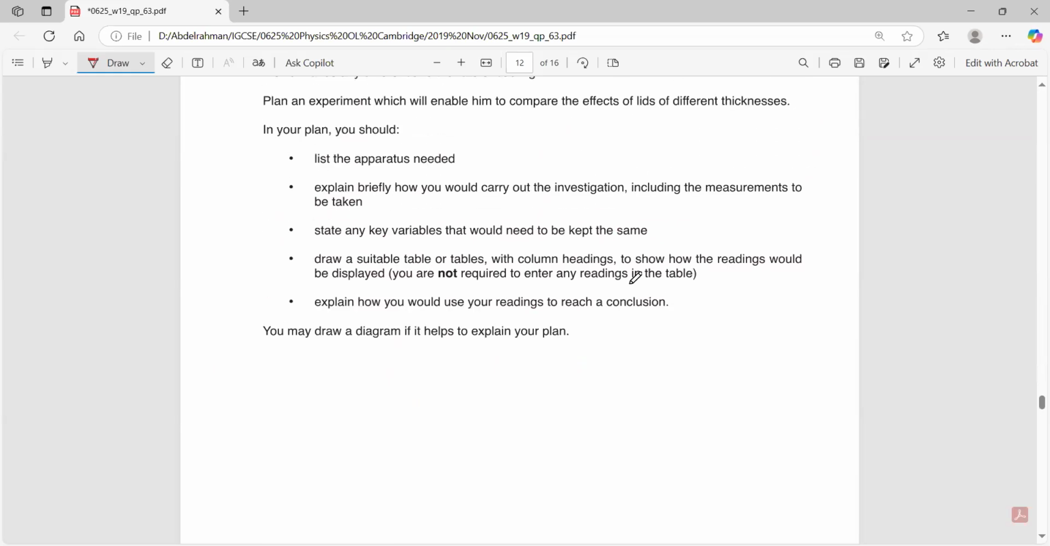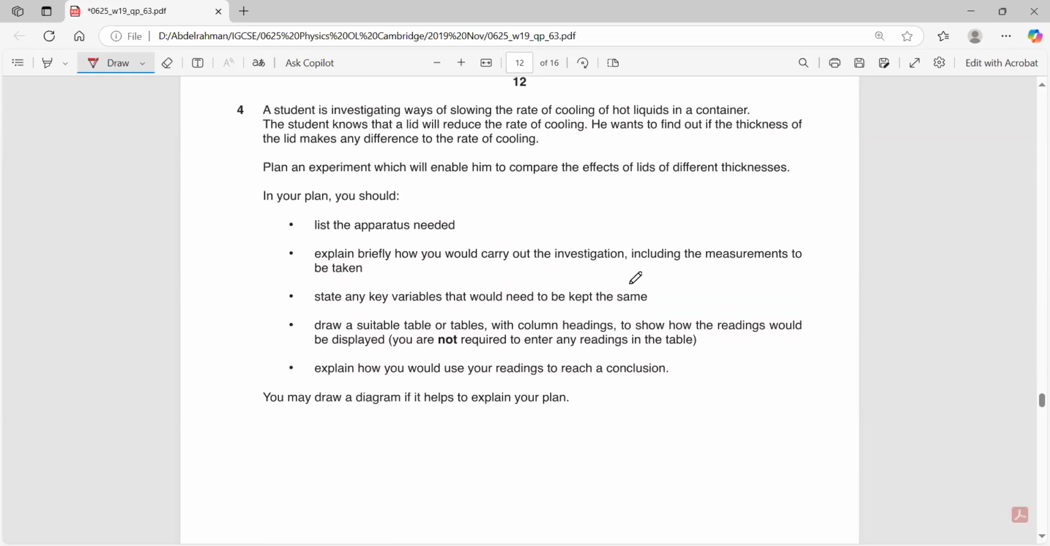Last question. Plan an experiment which will enable him to compare the effects of lids of different thicknesses. So you have several lids. You have containers with hot liquids in them, and then you will keep on changing the thickness of the lid, right? Will this thickness of the lid change the rate of cooling or not?